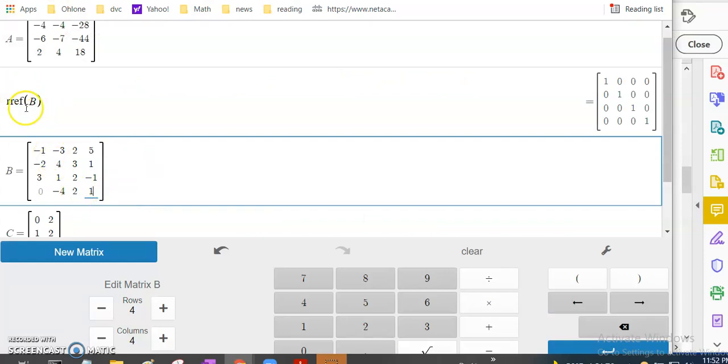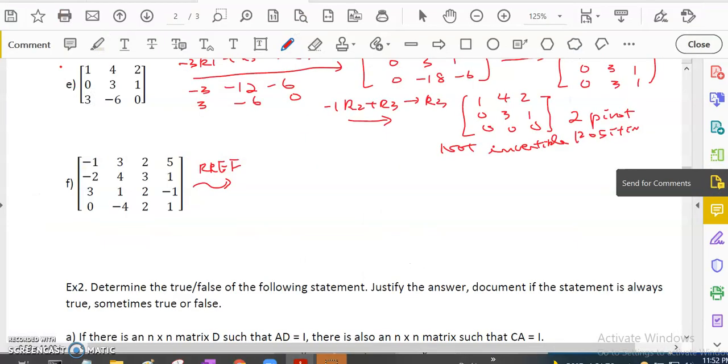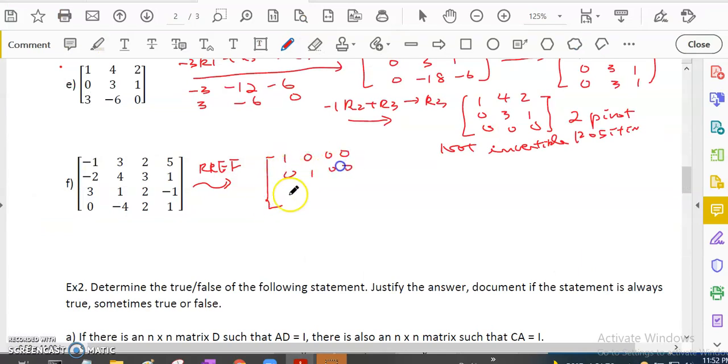So I do the reduced row echelon form, and actually we have 4 pivot positions. It row reduces to 1, 0, 0, 0, 0, 1, 0, 0, 0, 0, 1, 0, 0, 0, 0, 1, which is B. Right? B would go back to A, so it is invertible.